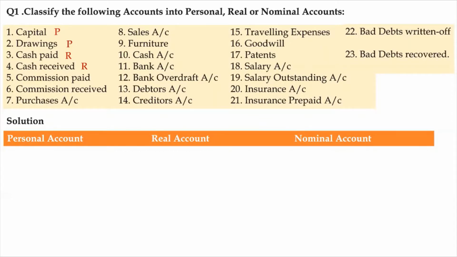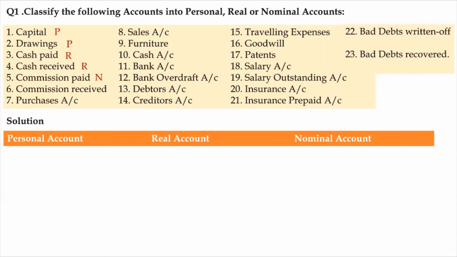Now the fifth one is commission paid. Commission paid means you had given commission to someone. Okay, so this is your expense. Commission paid is your expense. So expense is related to which account? Yes, expense is related to nominal account. So this fifth transaction is nominal account. So we will write N.